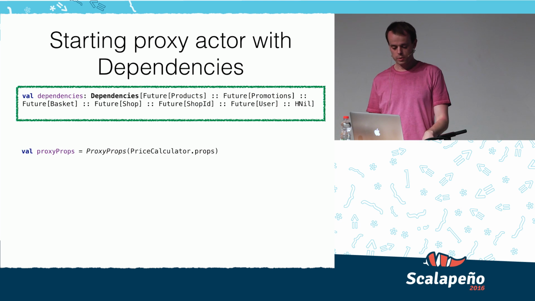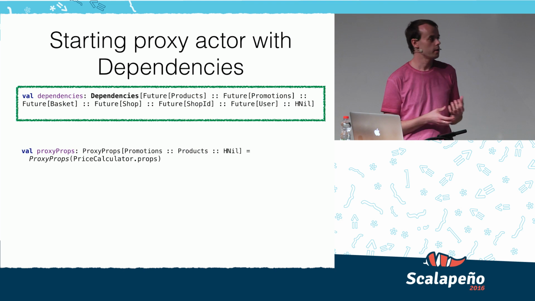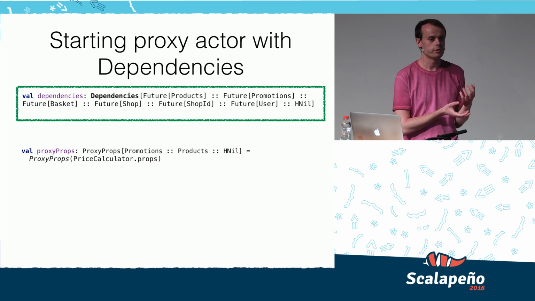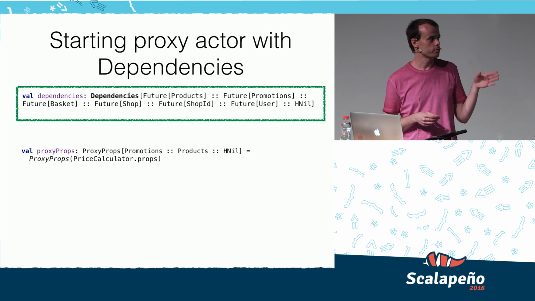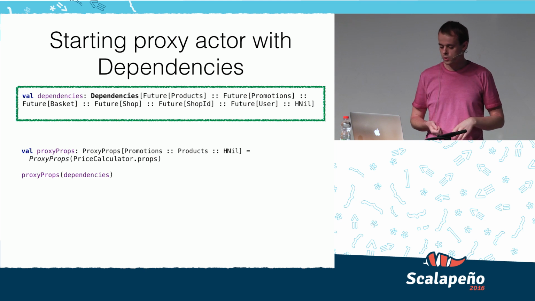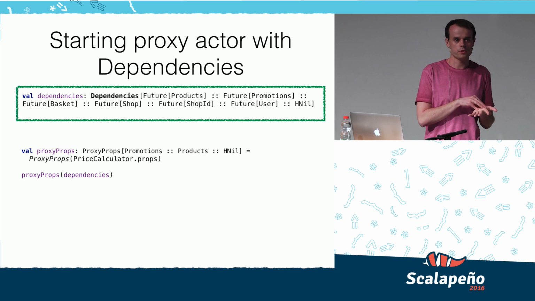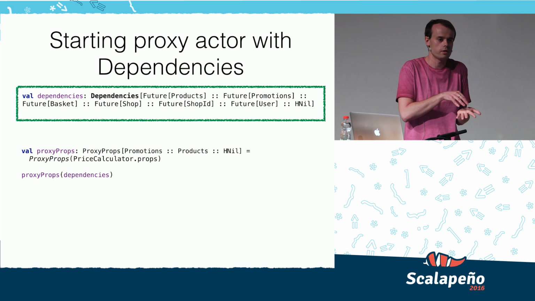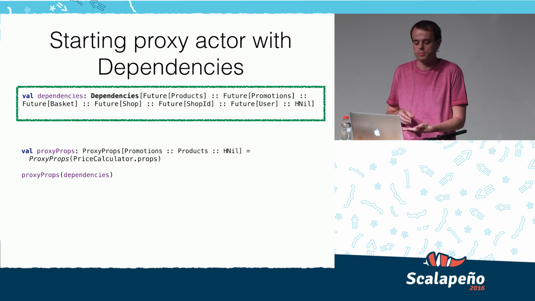Okay. We also have this proxy props. So as I told you, it is parameterized with the required types, required parameters for our actors. So this is an HList with our two types, promotions and products. So now we want to apply these proxy props to some dependencies. So to the dependencies we have just built.